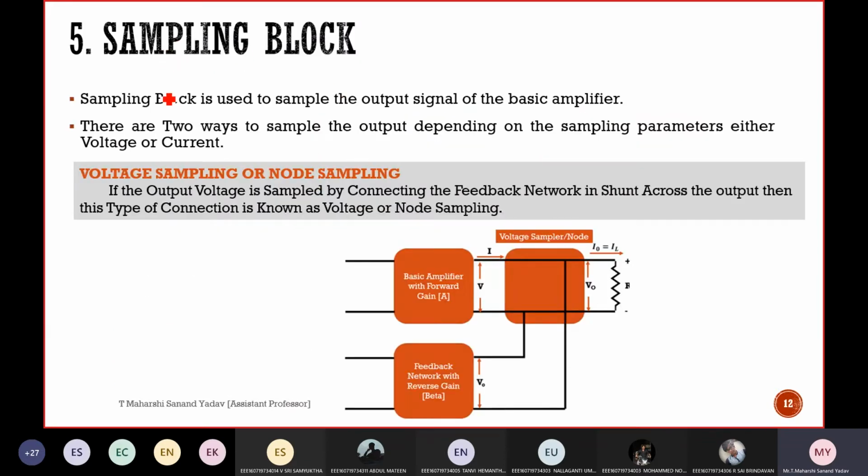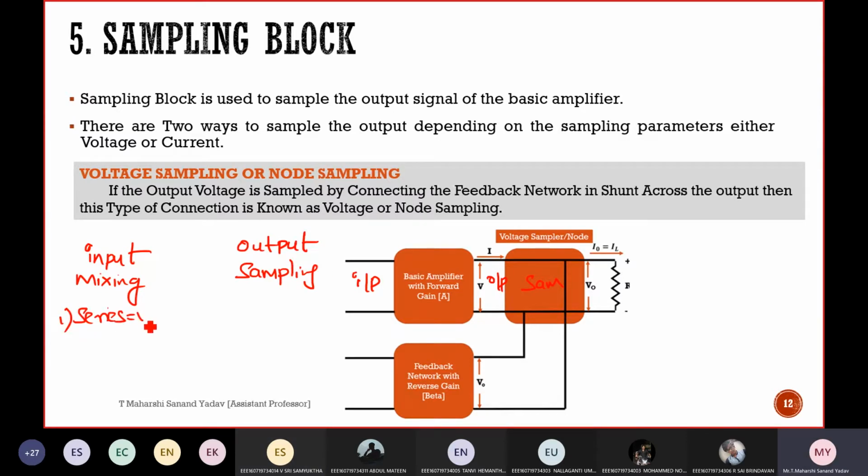See, there are two types of sampling blocks. The sampling block is used to sample the output signal of the basic amplifier. So here generally I provide input so that I get some output, and this is nothing but a sampling block. Again there are two types of sampling: one is voltage sampling, the next one is current sampling. In the input side, we call it mixing. In the output side, we call it sampling. And if it is series mixing, it is for voltage. If it is shunt, it is current.